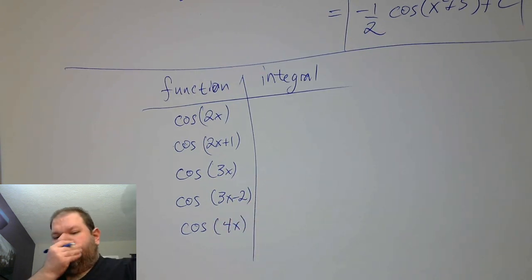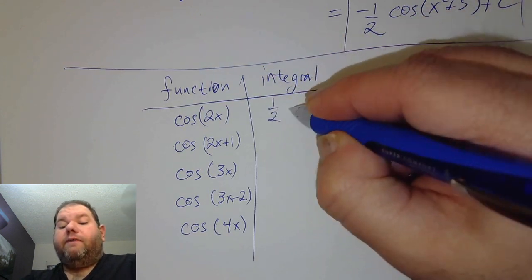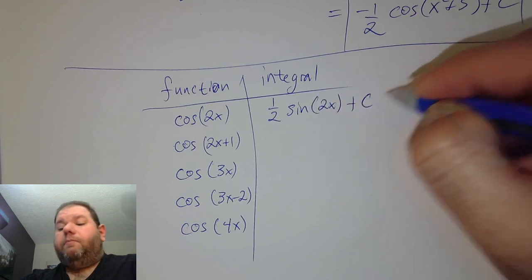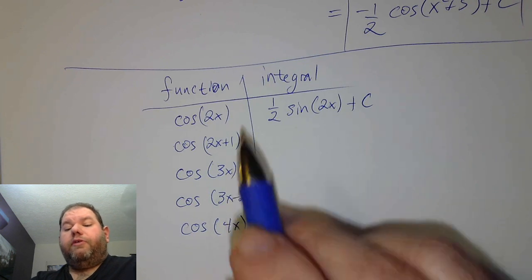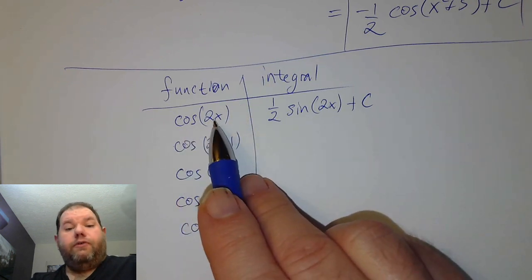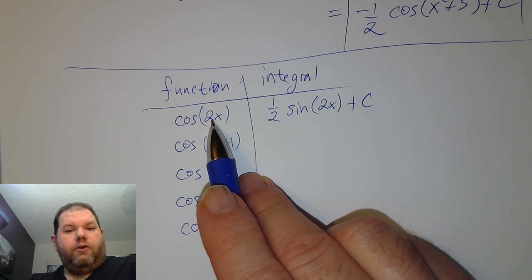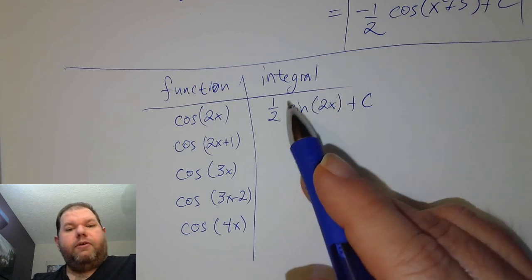Okay, so cosine of 2x, if we integrate that, will be 1/2 sine of 2x plus c. And the point is that when we do that integration, we know that we're going to have to do a u substitution for 2x. And our du is going to be 2, and then we're going to end up with an extra 1/2 as a result.